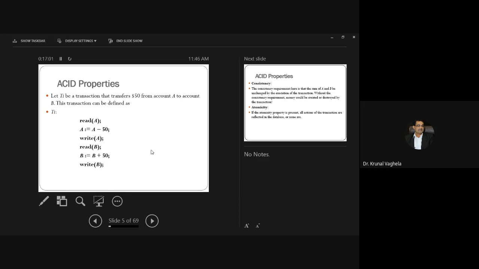Then read B. Now credit will happen. So it will read B. B = B + 50. It will credit 50 and again write the updated balance to B. Got the point?